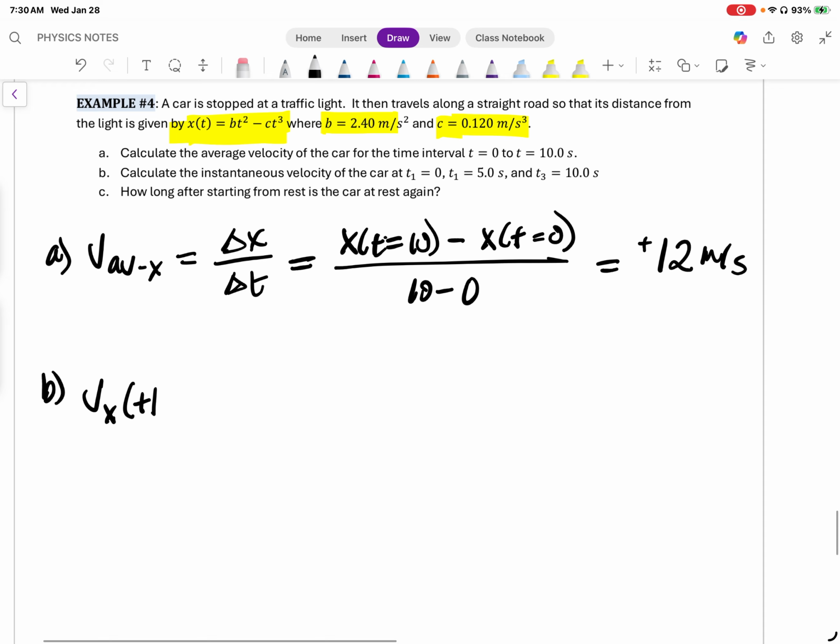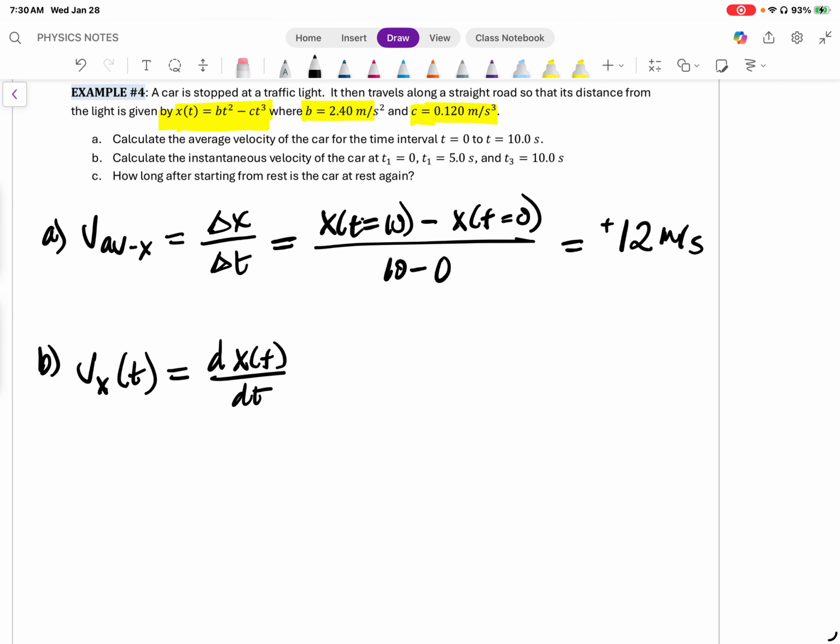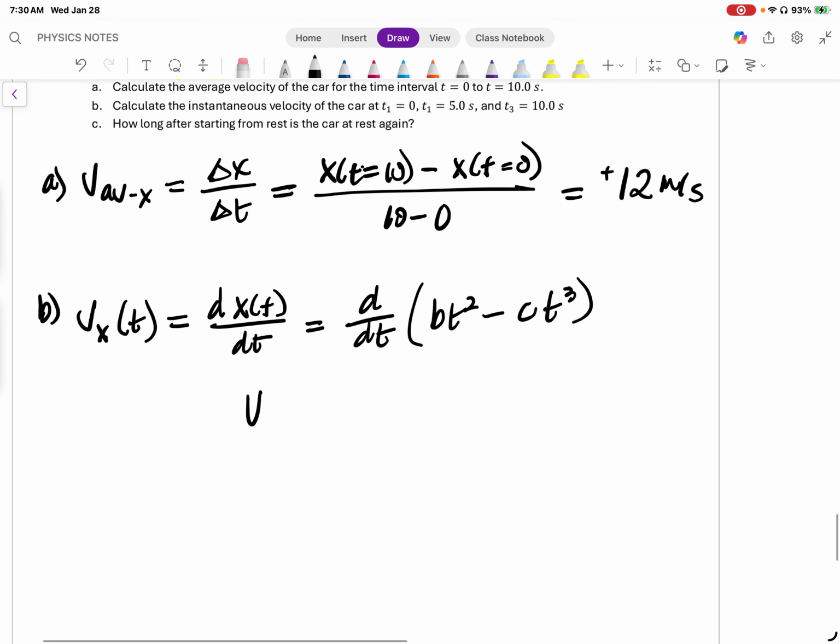So I'm going to say v sub x as a function of time is going to be equal to that derivative of x as a function of time, so we're going to do dx/dt. So we can go ahead and plug in. I'm going to do d/dt of my position function, which was bt squared minus ct cubed. Okay, so if I go ahead and do that derivative, we end up with this, which I will call our general expression for our velocity. So this is going to be 2bt minus 3ct squared.